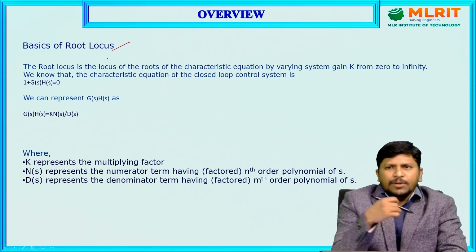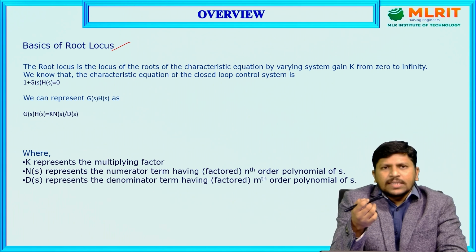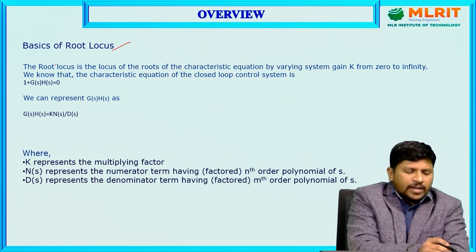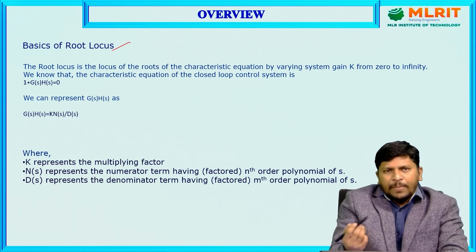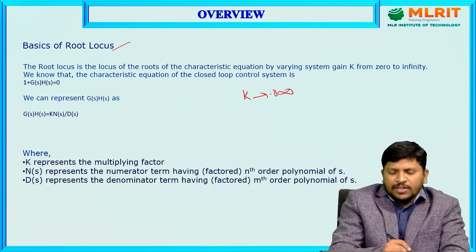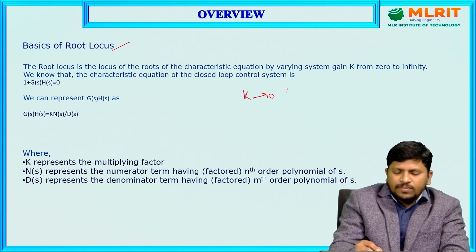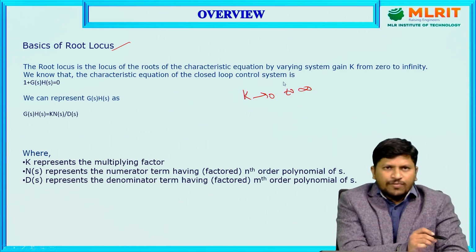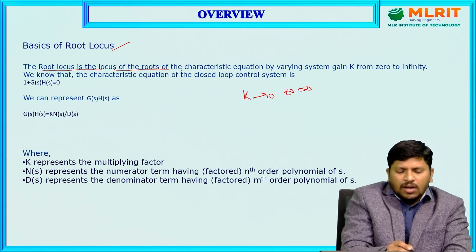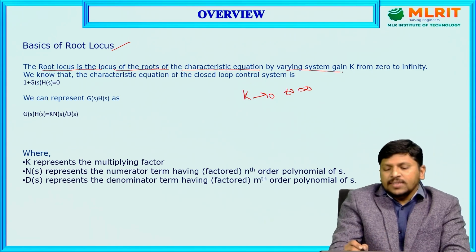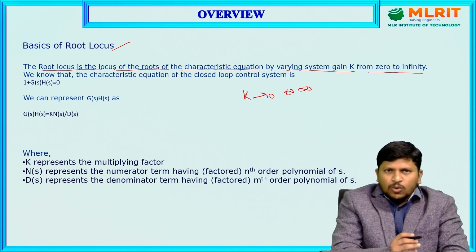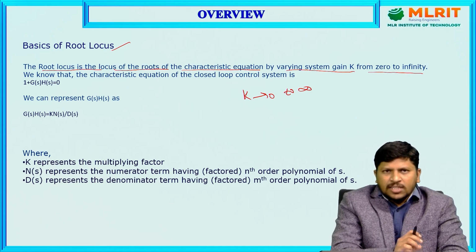What is meant by root locus? First of all, the root locus is nothing but the roots of the characteristic equation, that is, the locus of the roots of the characteristic equation by varying the parameter K from 0 to infinity. See here the definition of root locus: the root locus is the locus of the roots of the characteristic equation by varying system gain K from 0 to infinity. But we know the characteristic equation of the closed loop control system.